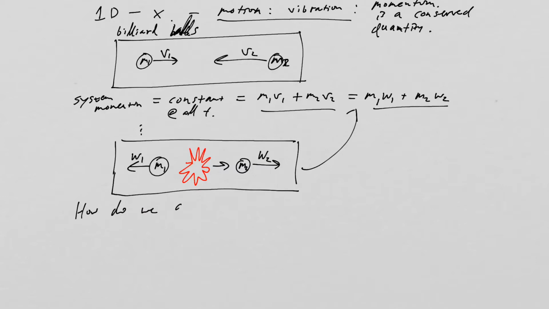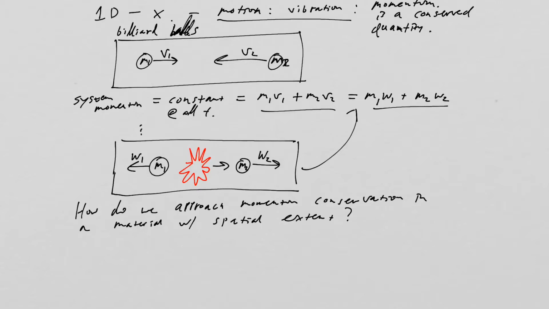how do we approach momentum conservation in a material with spatial extent? So again, we're thinking in 1D, and we're going to think of a material as basically a string.